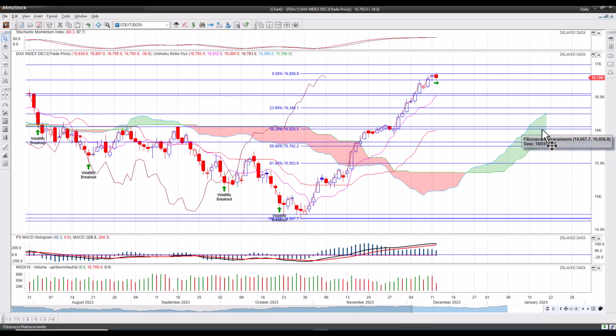But strong rally in the Xetra DAX using both Ichimoku Cloud and artificial intelligence. We got about 1,600 points on the 4-hour chart and 1,900 points profit on the DAX end of day daily chart using artificial intelligence.